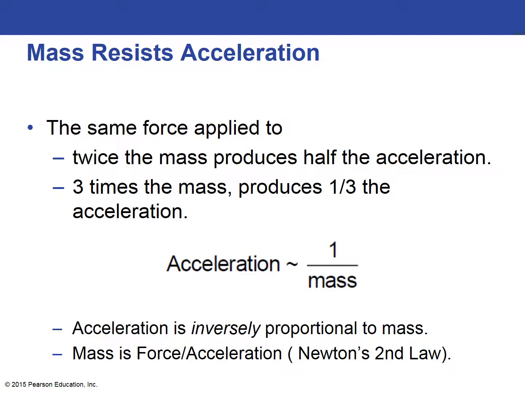So as I double or triple the mass, then the acceleration will either halve or go down to 1/3 of its original value. We characterize this by saying that acceleration is inversely proportional to the mass. That is to say, for a fixed amount of force, the higher mass has lower acceleration, and the lower mass has higher acceleration.